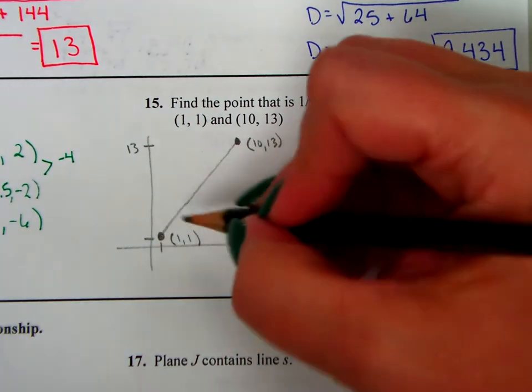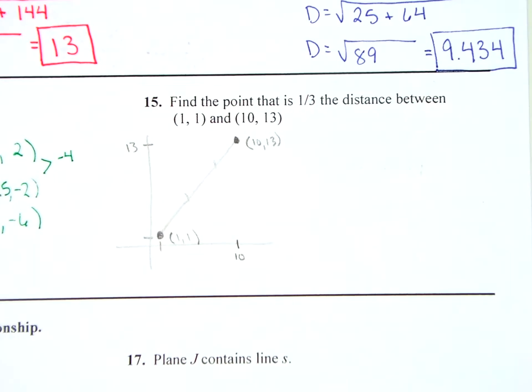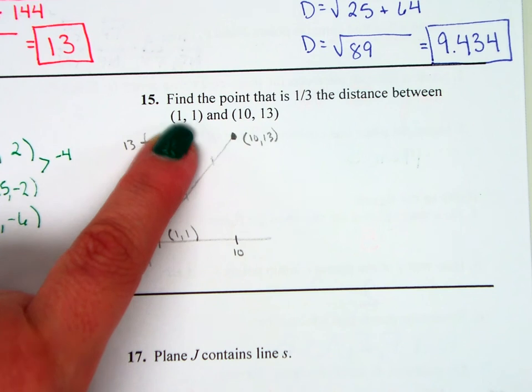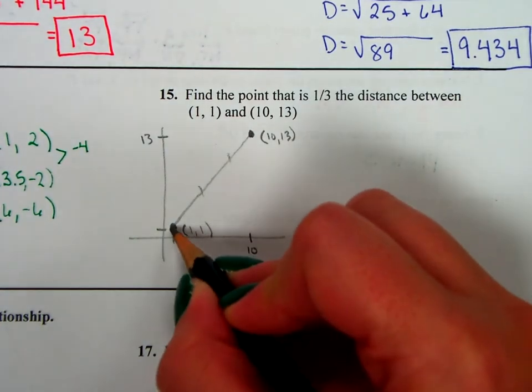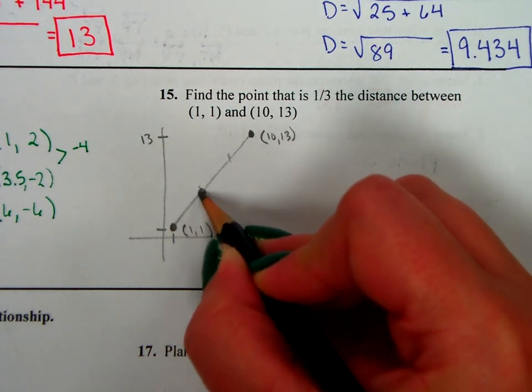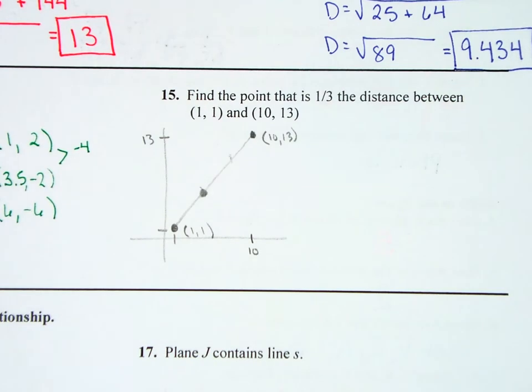So I want to know where 1/3 is. If I take this segment and divide it into 3 equal pieces, 1/3, and it didn't tell me which point I'm starting at, that means I'm starting from the first point they gave me, because they didn't name points A and B and then say from A to B or from B to A. So I'll be going from the first point. I'm trying to find this point right here: 1/3, 2/3, 3/3. Trying to figure out what that one is.